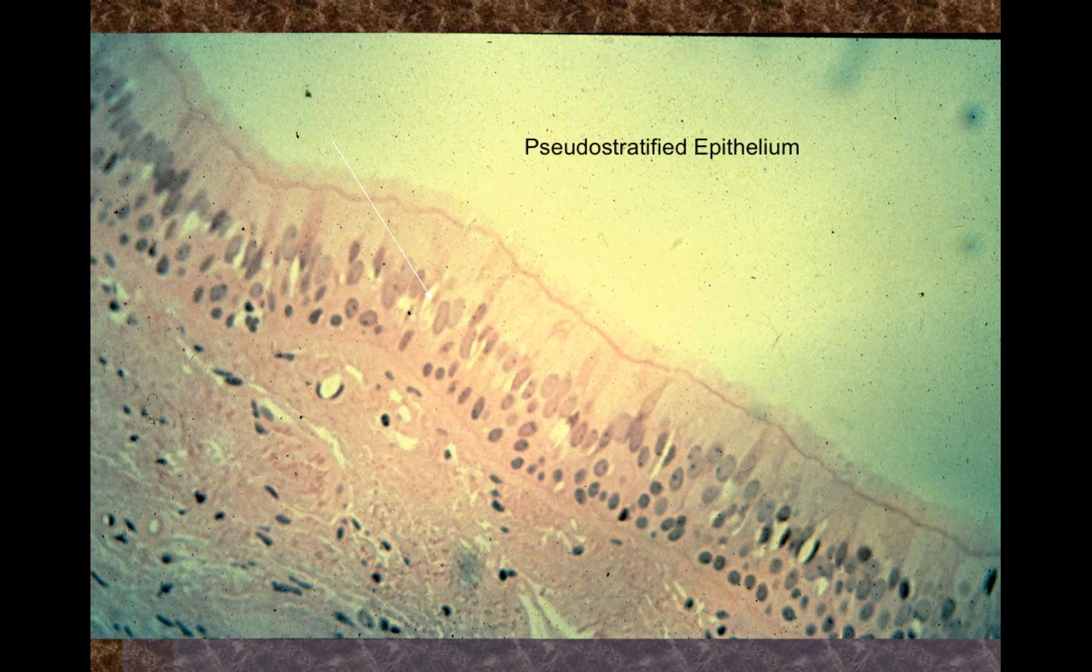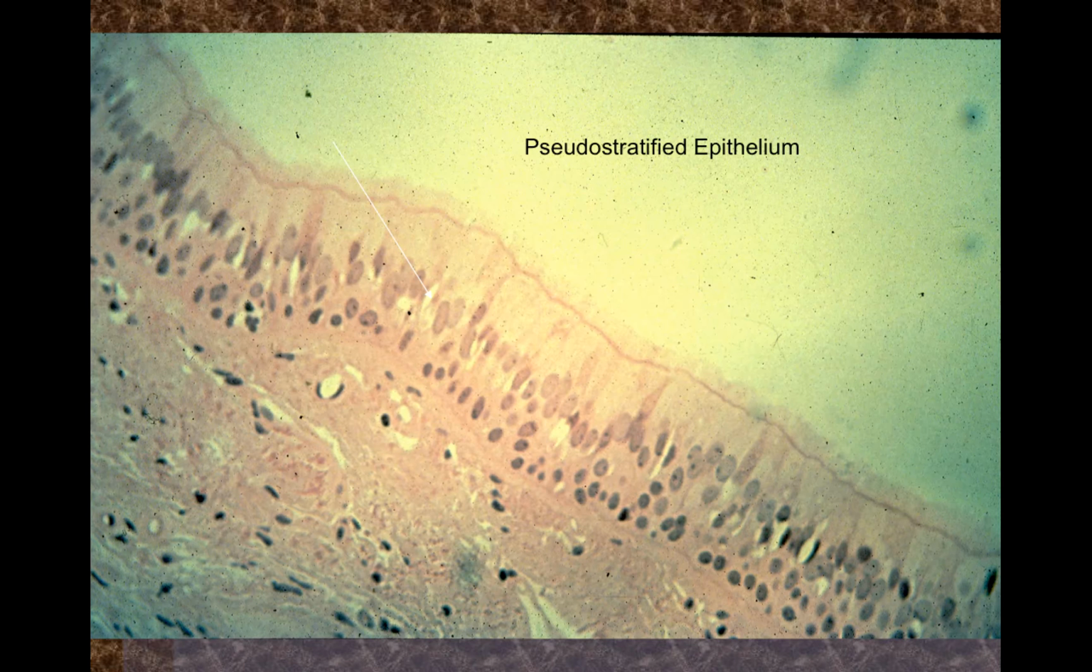Pseudostratified epithelium is tissue that is found in the respiratory tract predominantly, although it's also found in the epididymis of the male reproductive system. And this tissue looks like it's going to be stratified, but it is not, hence the name pseudostratified, or falsely stratified. It's a tricky tissue, because if we were looking at an electron micrograph, we would be able to see that each of these cells would actually be in contact with the basement membrane down here. Almost impossible to see that under a light microscope.